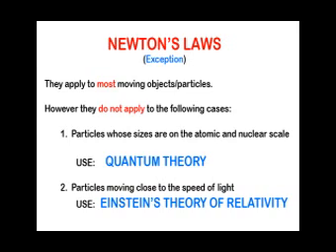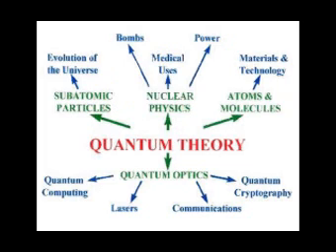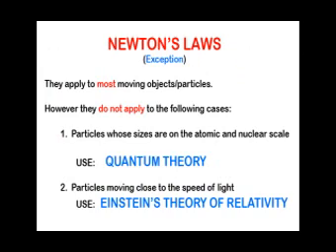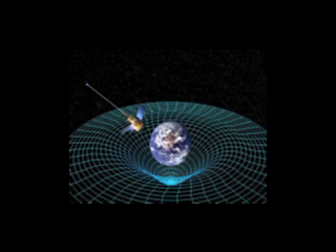It fails, number one, at the atomic and nuclear level. There you will need a different theory known as the quantum theory. It also fails when objects or bodies are moving with extremely high velocities, close to the speed of light. Here you will need Einstein's theory of relativity.